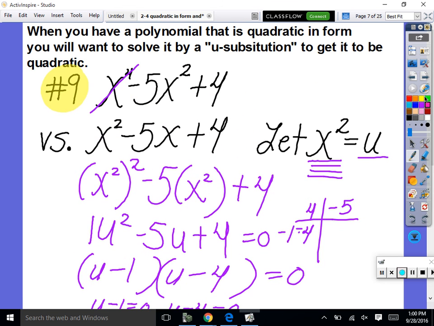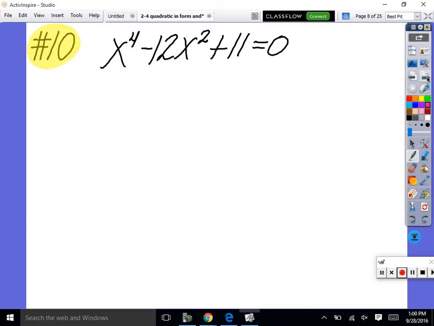Questions? Let's do another one. Number 10. Make sure you're really paying attention to why you're doing this, because we would only ever use this method of u substitution if it went from 4 to 2 to 0. So degree 4 to 0, we can use it. If it's 4, 3, 0, we can't use it. Does everybody understand? Okay, so look at number 10.